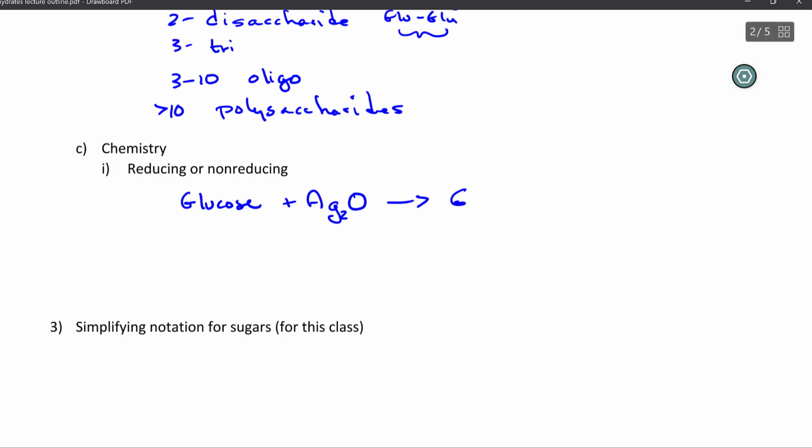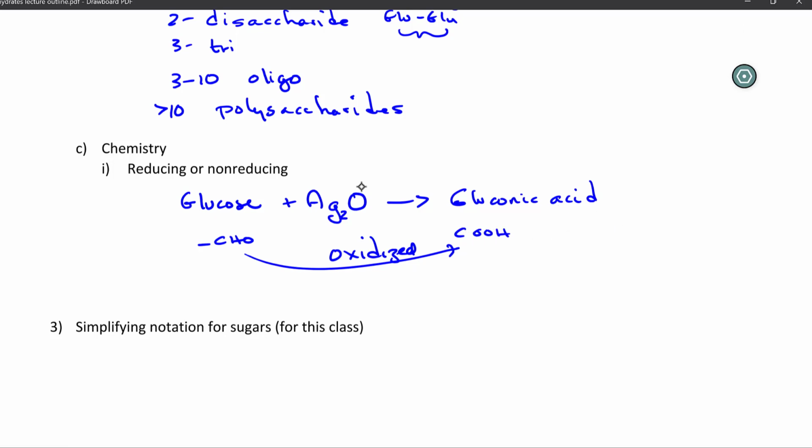which is gluconic acid. So it converts it to a carboxylic acid. It goes from CHO to COOH, and this is being oxidized. And then you are taking the silver and reducing it to silver metal. That's the reaction we typically do around Christmas time when we make Christmas ornaments. This is also known as Tollen's reagent, which is used to identify reducing sugars. So the glucose is being oxidized, and it is reducing the silver 1 ion to silver metal.